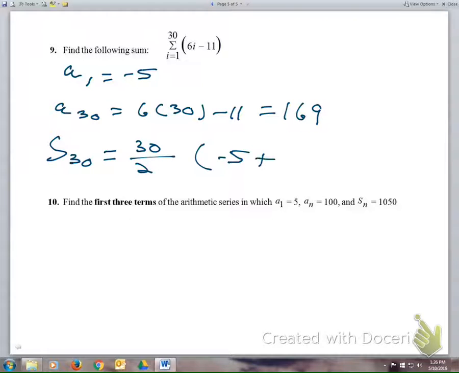But I don't even need to know the common difference. Because all I need to know is that there are 30 terms. 1 to 30 is 30. And I need to know the first term and the 30th term. So there we have it. You just plug it into the formula.